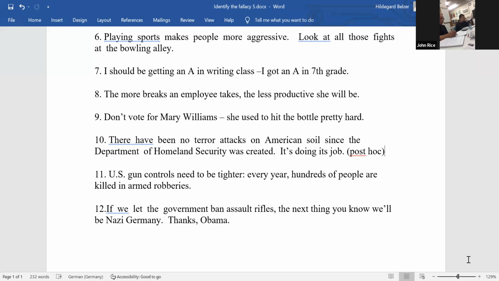You could view it as a non sequitur, but it's also kind of a hasty generalization, isn't it? You might have a similar idiom. In English, it's "one swallow doesn't make a summer."